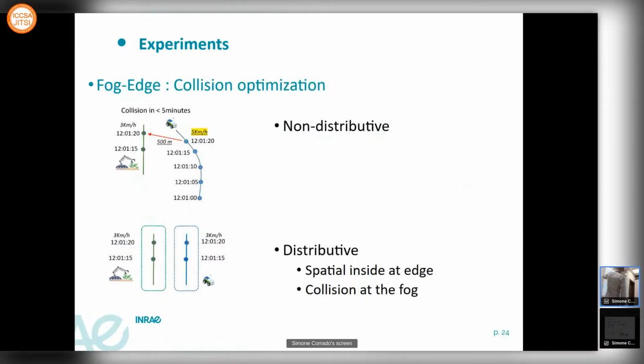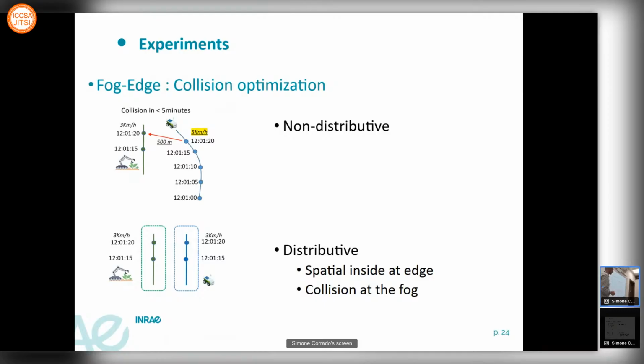What we have done is that some queries, like collision, are not distributed, but we can also try to change them a little bit in order that they become distributed. For example, for collision, the robot must follow a predefined trajectory. What we have done is use speed.